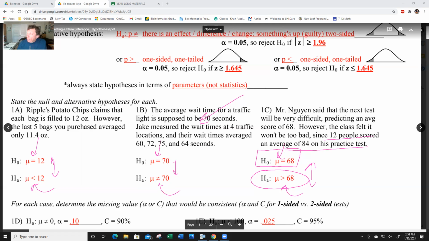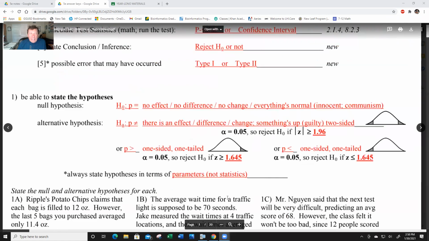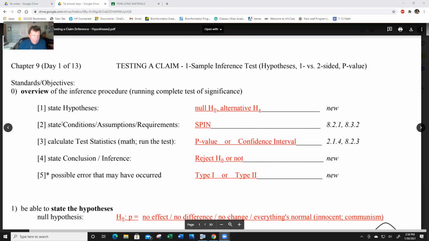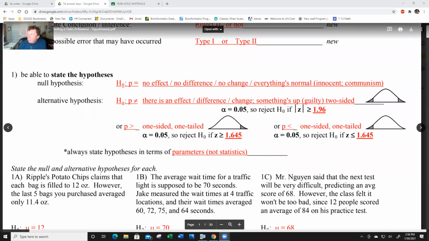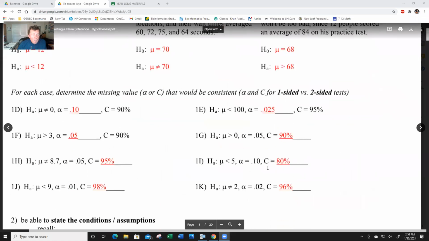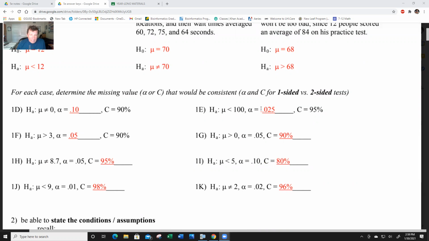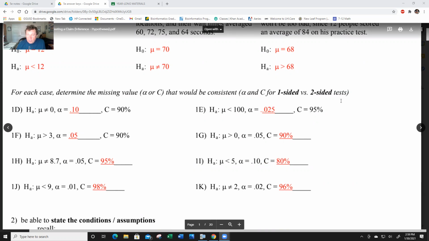Now, real quick, I want to go back over how to line up alpha levels with confidence levels. This kind of gets in between step one and the other steps. I just want to cover this. If you notice up here, I was talking about all that, and I'm going to do that again. I think this time you're going to get it pretty good. So I got a bunch of these. For each case, determine the missing alpha or confidence level that would be consistent for a one-sided versus two-sided test. No problem.